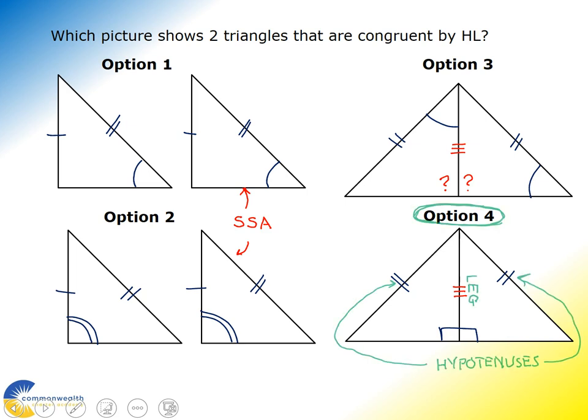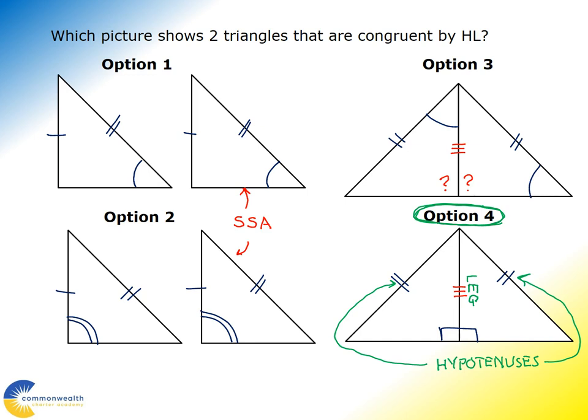Option 4 is really the only one where I can say that I have two hypotenuses, because they're opposite the right angles. The triangles also share a leg, which means it is congruent to itself. So by the hypotenuse leg theorem, those two triangles would be congruent to each other.